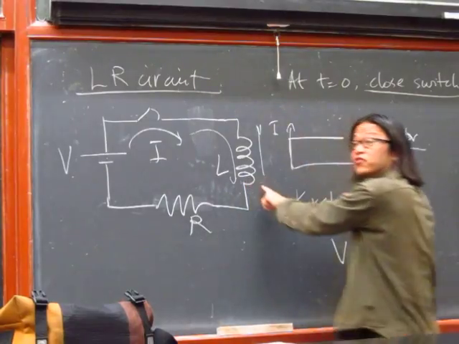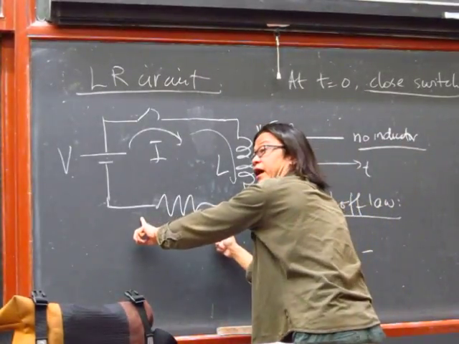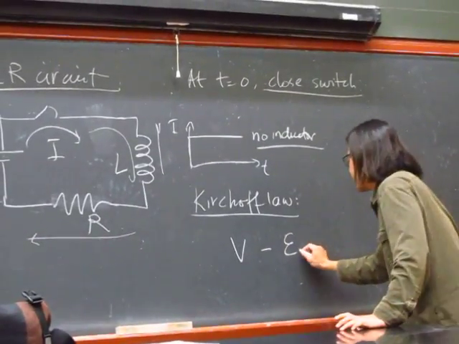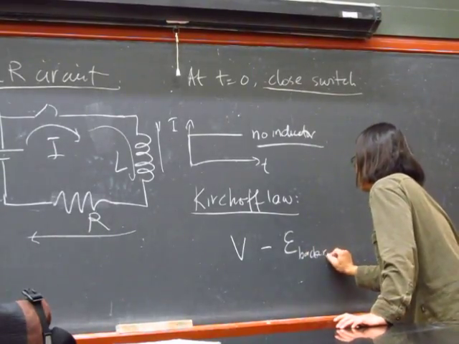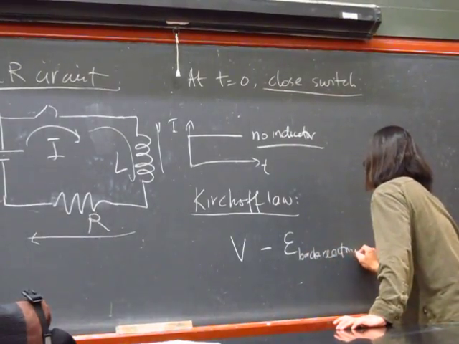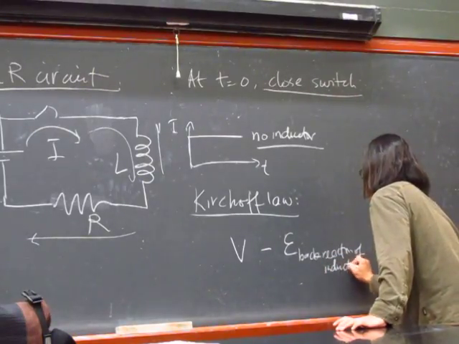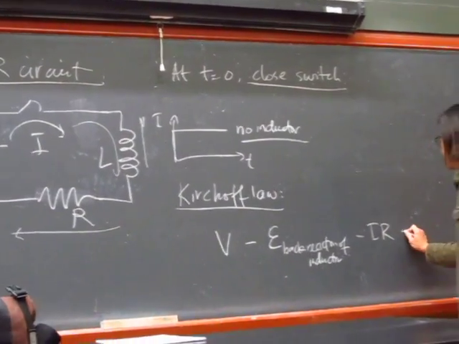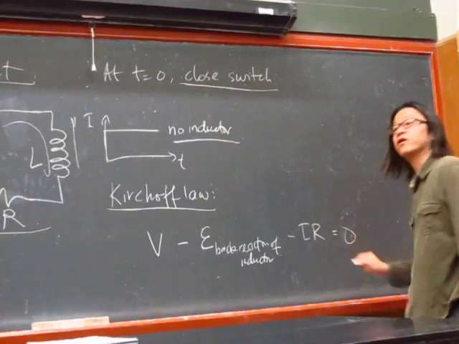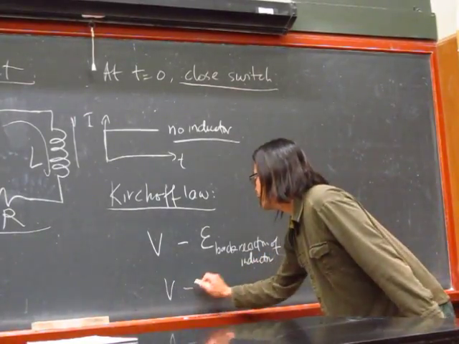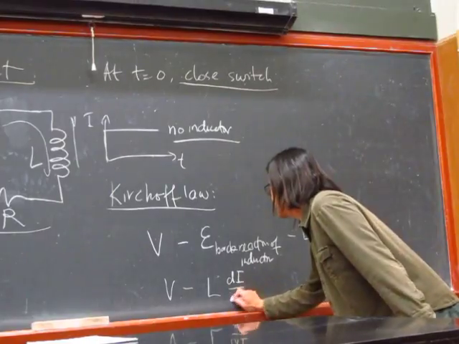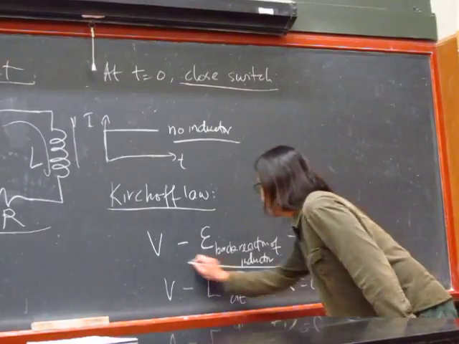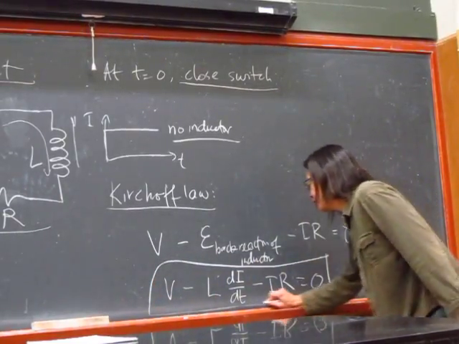It's like a positive voltage, and this positive voltage here, like IR, is along that direction. So this is minus the back EMF, the back reaction of the inductor, minus IR, the usual IR for the resistor, equal to 0. So V minus L dI/dt minus IR is equal to 0. This is the Kirchhoff law for the LR circuit.